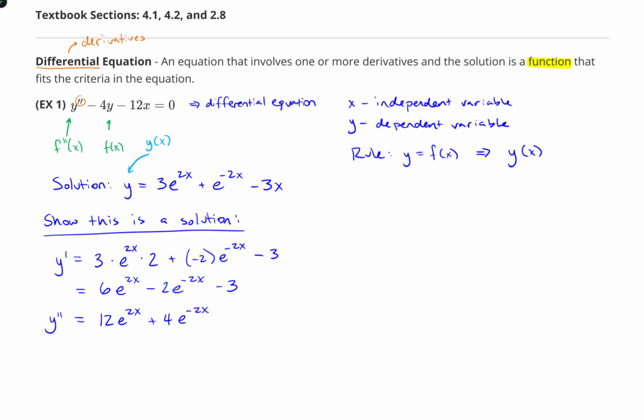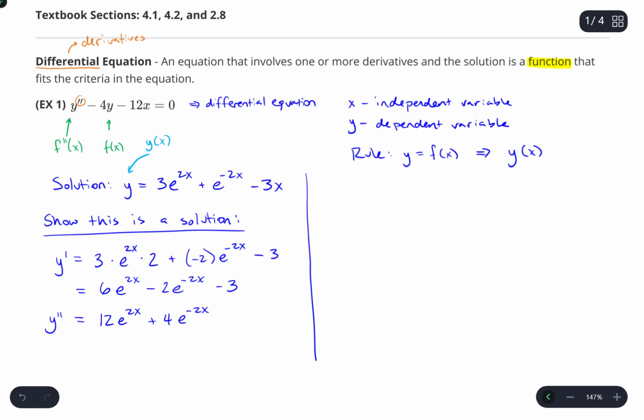Okay, so let's go off to the other side here and start plugging things in. So I have y double prime as this part right here. I'm going to plug that in for y double prime in the original equation. So it will look like 12e to the 2x plus 4e to the negative 2x. So that's y double prime.